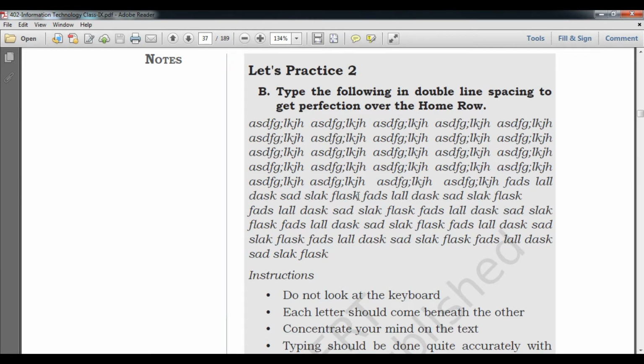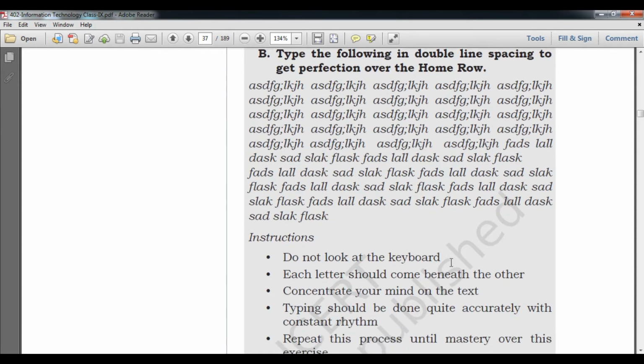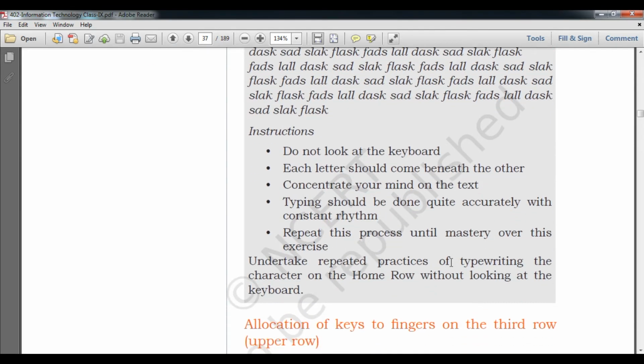Next, the instructions regarding that. Do not look at the keyboard. Same instructions as above: each letter should be beneath the other, words should come below the others. Concentrate your mind on the text. Typing should be done accurately with constant rhythm. Repeat this process until mastery over this exercise. After this you will go to the upper row, I mean the top row.